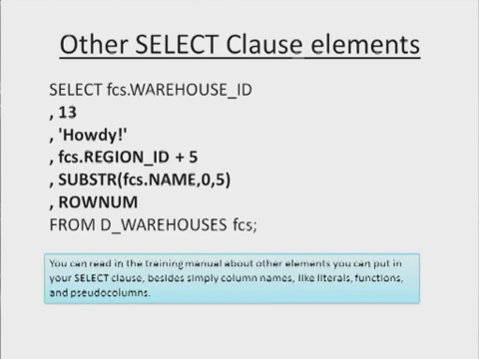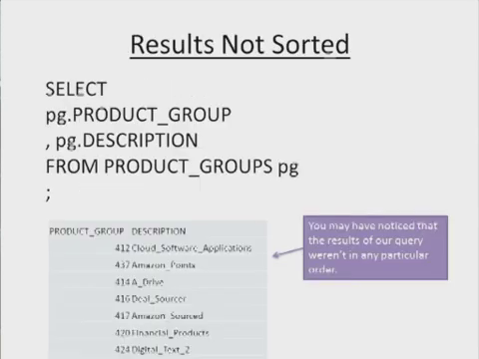Okay. And I won't go through all of them, but there's more that you can do with the select clause than just columns. Just like here we have a column, warehouse ID, right after the select. But you could also have literal things like the number 13, and in that case, the number 13 would be in every row of your results. You can do math. You can use functions. You can use pseudo columns. There's a little bit more of that in your reading, but most of the time you're going to be working with columns, especially initially. So I'm not going to go through all of that right now.